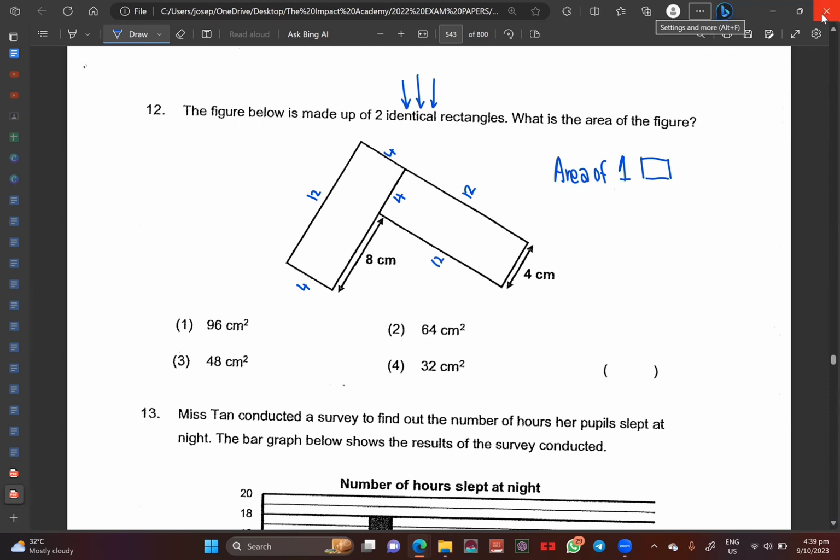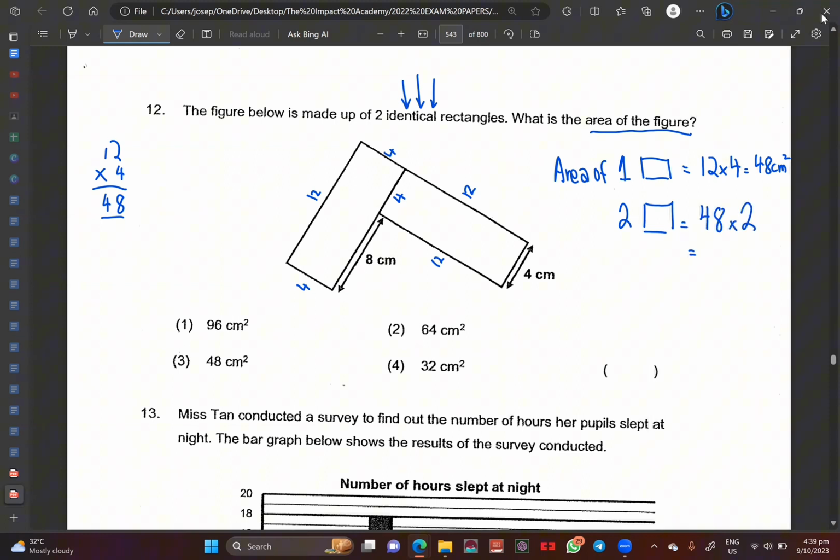So what I can do now is find the area of one rectangle. So one rectangle is 12 times 4. True? All right, so when we do 12 times 4, we get 8 over here. 4 times 1, we get 4. Agree so far? All right, so this is 48 centimeters squared. This is only the area of one rectangle. But the question says the area of the figure, correct? The area of the figure, isn't that equal to 2 rectangles? You agree or disagree? Agree, yeah?